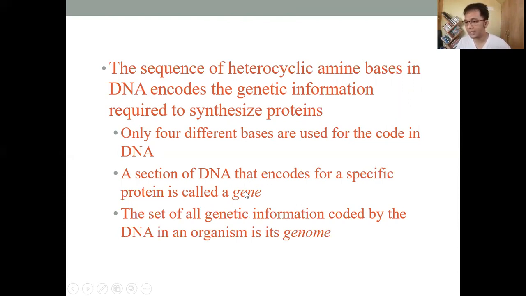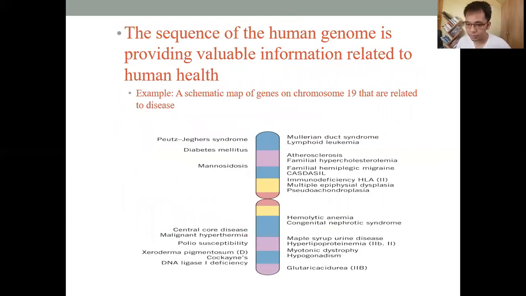Mamaya makikita natin yan, kung mag-discuss naman. And the set of all genetic information coded by the DNA in our organism, so kabuuan na siya, guys, tawag doon is genome. So, this is a schematic map of chromosome 19 na makikita sa ating cells. And you can see the colors, which are responsible dito sa mga base pairs natin. Composed of 59 million base pairs kasi yung chromosome natin, guys.